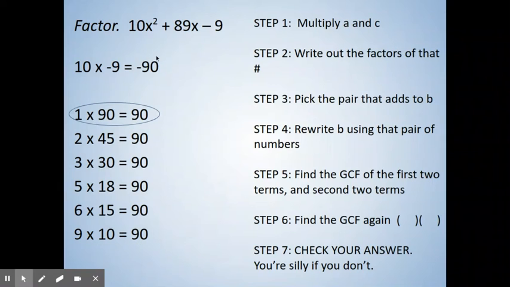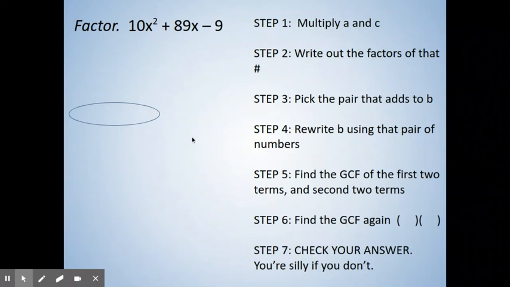Remember, we're also looking for a negative 90. If you made the 90 positive and the 1 negative, that negative 1 and a positive 90 would give you a positive 89, and a negative 1 times a positive 90 would give you the negative 90. So getting rid of all of that, remember, we've got a positive 90 and a negative 1 that we're going to use.